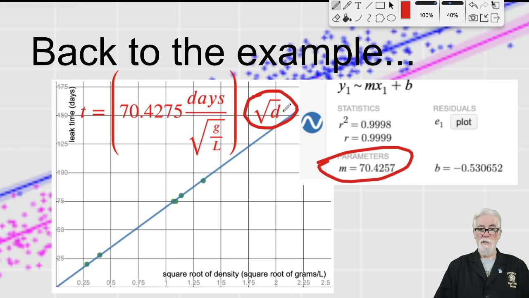Units are a little bit crazy here. The square root of density would be square root of grams per liter because that's what density was measured in. So that's all going to cancel out. And it just leaves you with days, and that's what time is measured in. So it works out in the end, even though the units look a little bit crazy.